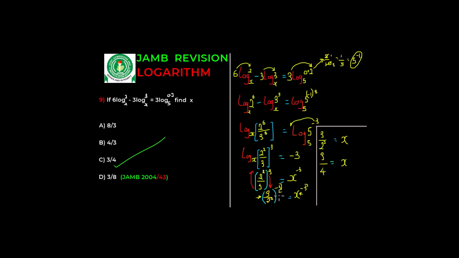Now we observed that both have the same power. Having the same power means we can equate what we have at the base, and it became 3 over 2 raised to power 2 equals x, and 2 raised to power 2 is 4, so 3 over 4 is equal to x. It's the same thing as saying x is equal to 3 over 4, and option C was the option.